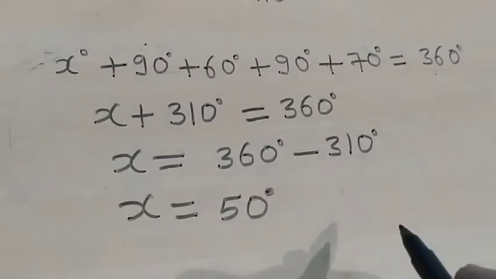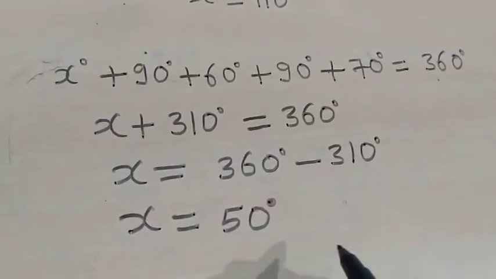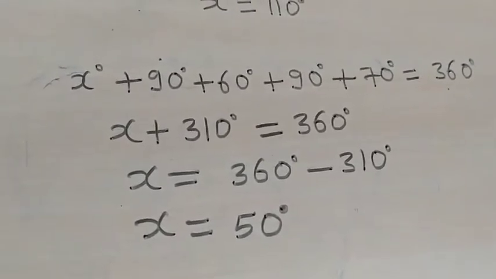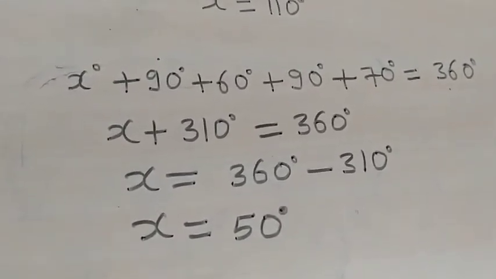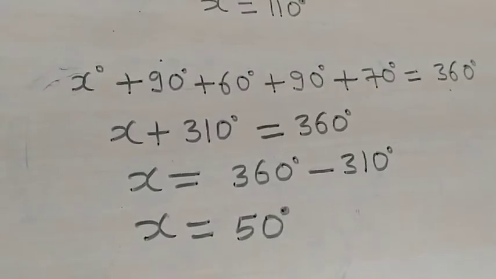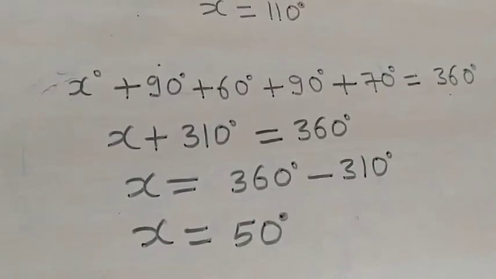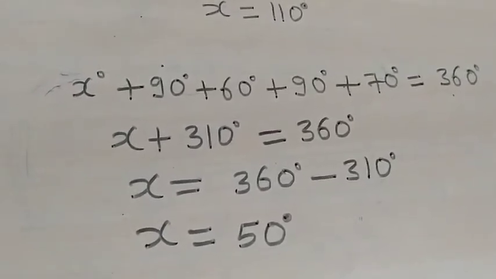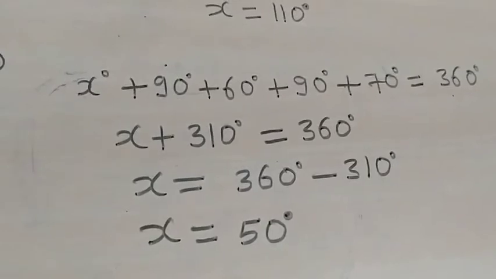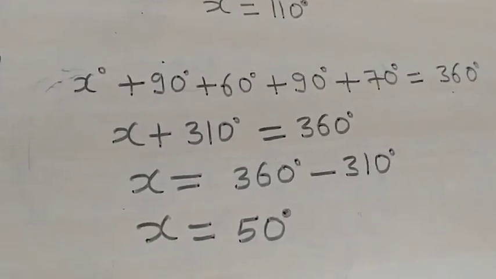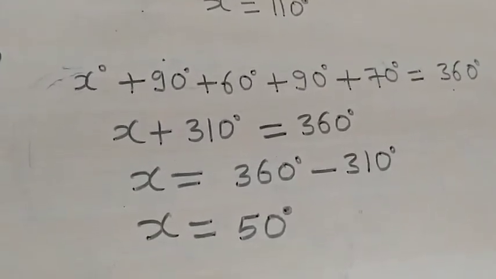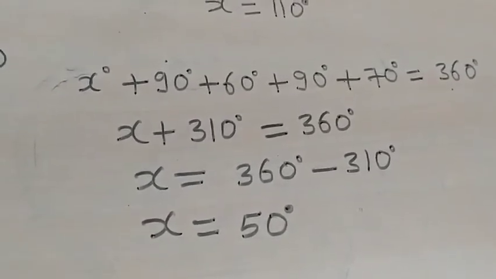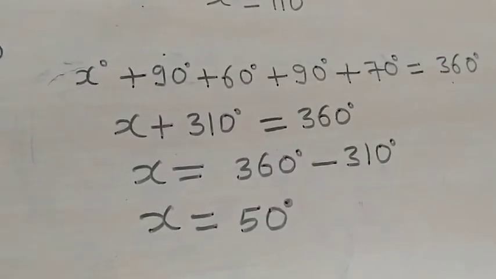Okay, so we find the value of x. So in this figure, first you sum the given exterior angles. We know that the sum of measure of all the exterior angles of a polygon is 360 degree. So here we are given 5 exterior angles, so we sum it and find x plus 310 is equal to 360. So in this way we find the value of x. Okay, the value of x is 50 degree.